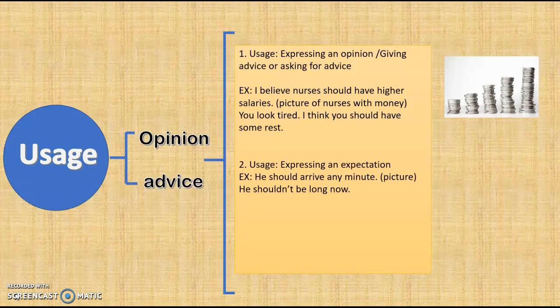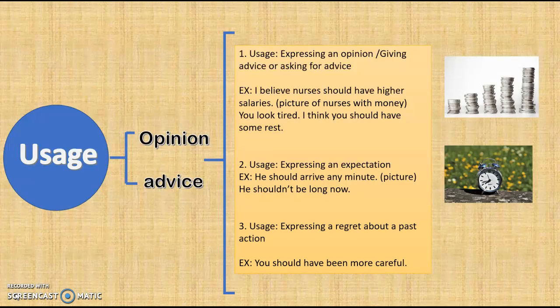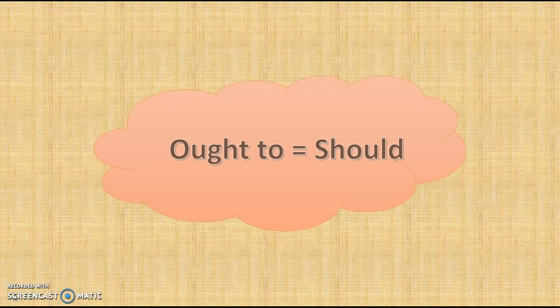The second one is to express an expectation. As an example, he should arrive any minute. He shouldn't be long now. And the third one is to express a regret about a past action. For example, you should have been more careful. To keep in mind, ought to is a synonym for should. It generally sounds more formal than should.